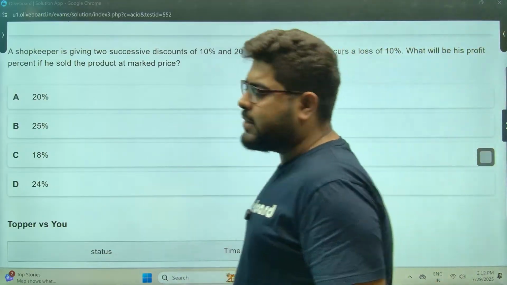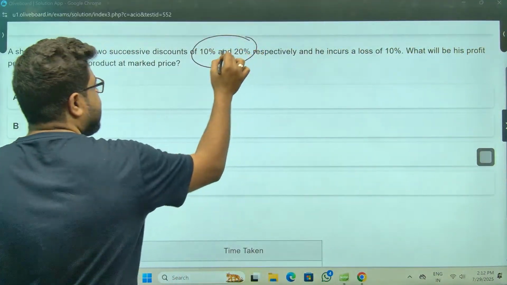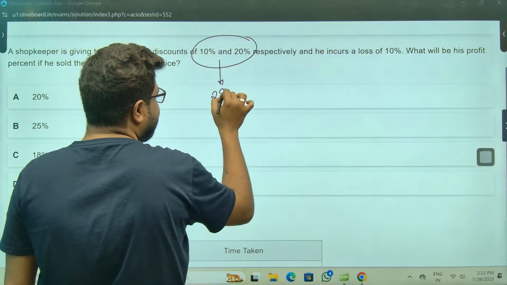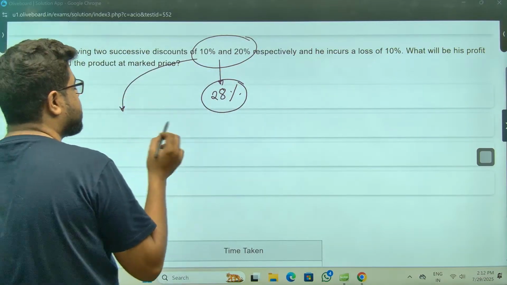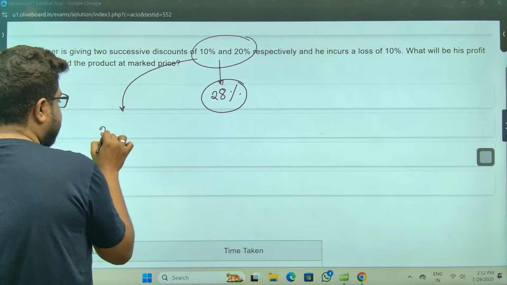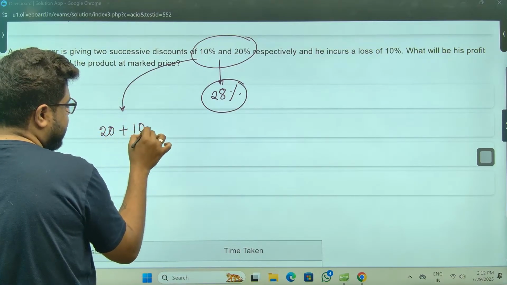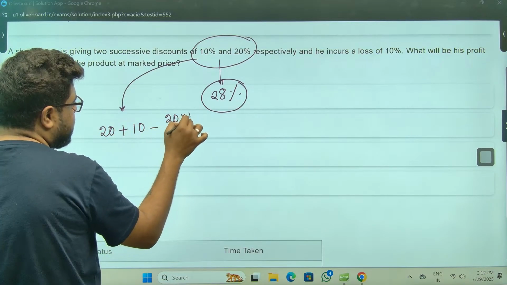10%, 20%. Sir, whoever has done this properly, they will say it is 28% effective. And if you have not done it, look sir, the AB theorem is used, with minus. So 20 plus 10 minus 20 into 10 by 100.